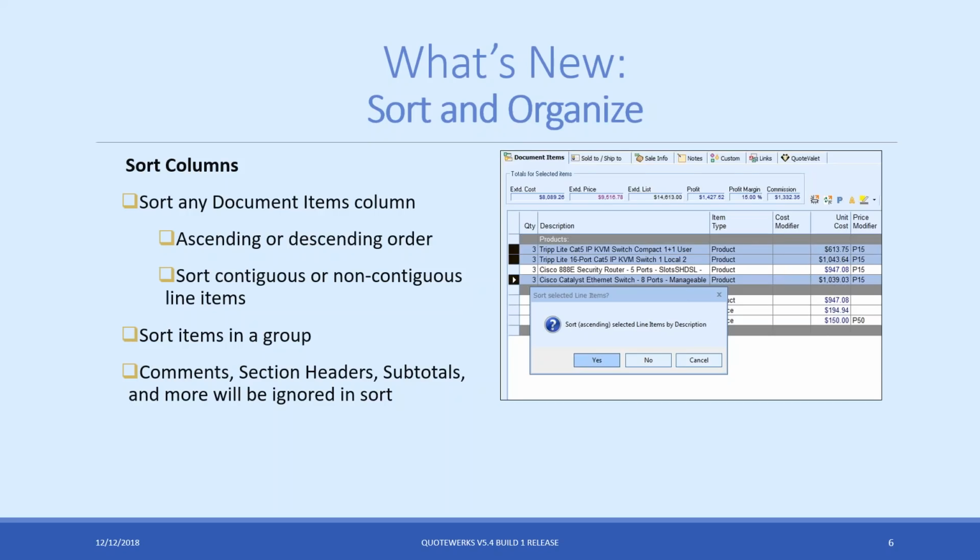You can highlight multiple items or contiguous items or non-contiguous items to include in your sort. We can sort items that are in a specific group. And then we'll actually ignore comments, section headers, subtotals when you're sorting. That way you're not moving those things around the document, because you probably want to keep those in a specific spot in the document. So we'll actually leave those there. But again, we'll make sure we demonstrate this one as well. So it's really easy to use and really functional, so you can get those documents set up the way you want to a lot easier, since that's what a lot of these features are for, just making it easier to work inside of QuoteWerks as well.